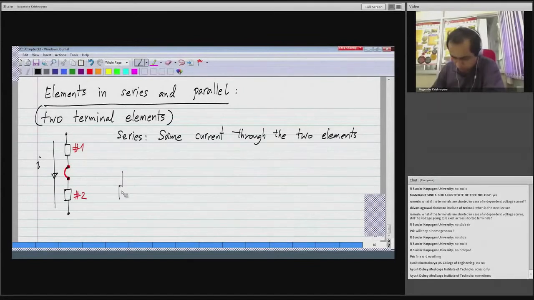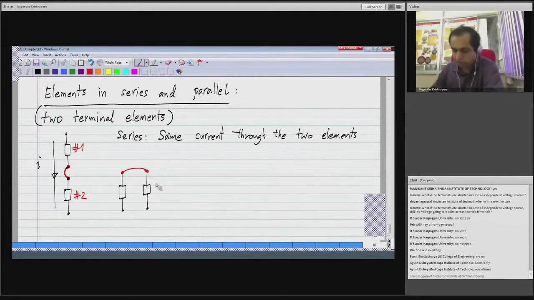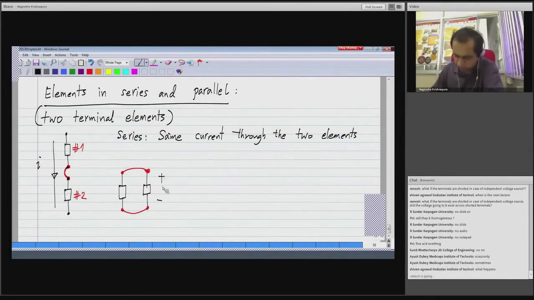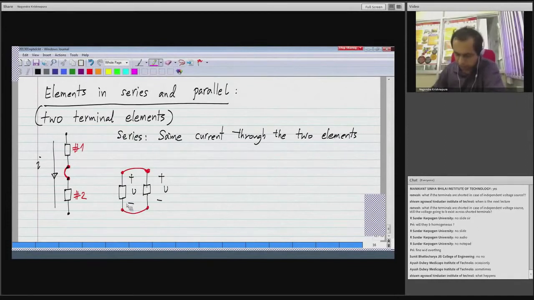Similarly, what happens in a parallel connection is that one terminal of the first element is connected to one terminal of the other element, and also the other terminals are connected together. And what it enforces is an equal voltage across the two elements. Obviously by KVL, the voltage across this and the voltage across that have to be exactly the same.